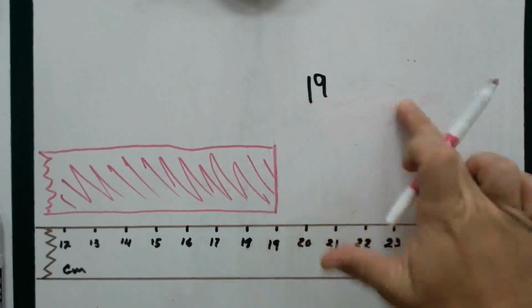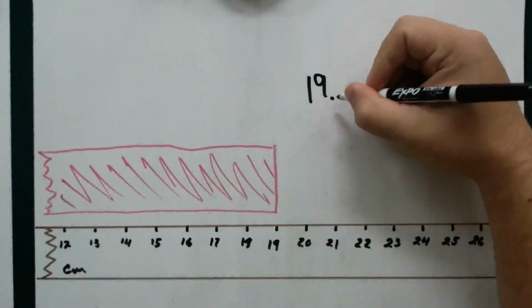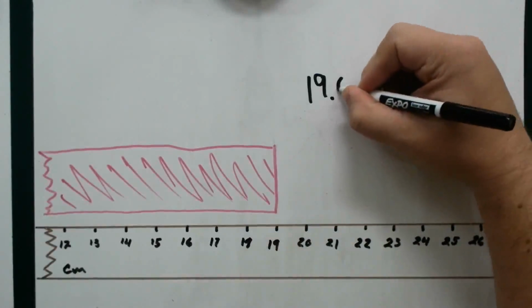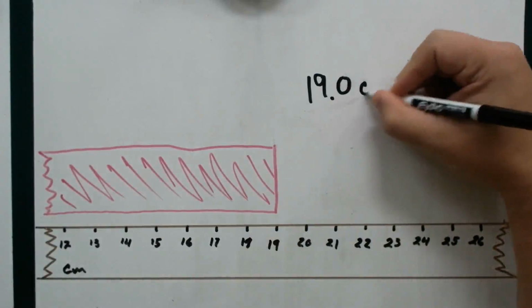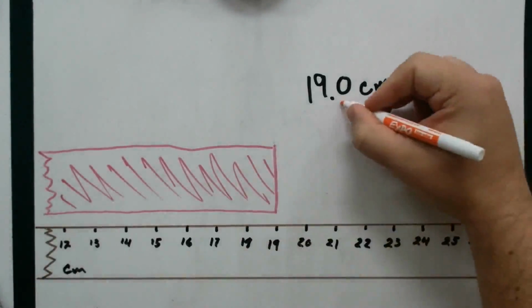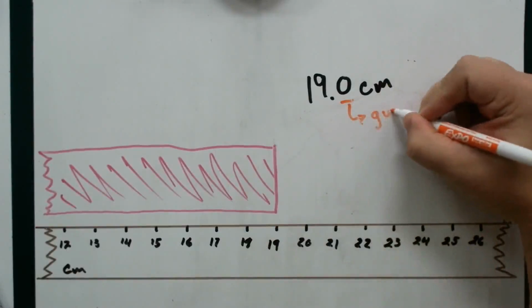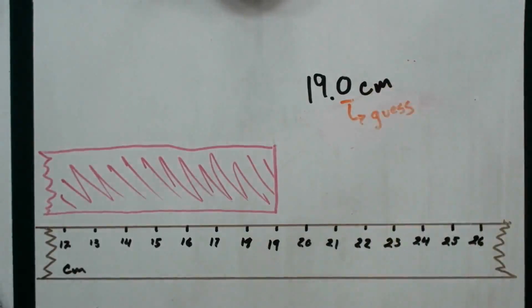What we know is the 19. So we want to guess after that, but it's exactly on the 19. So that means my guess is simply 0. So I would write 19.0. That tells me that my guess is still in the tenths place.